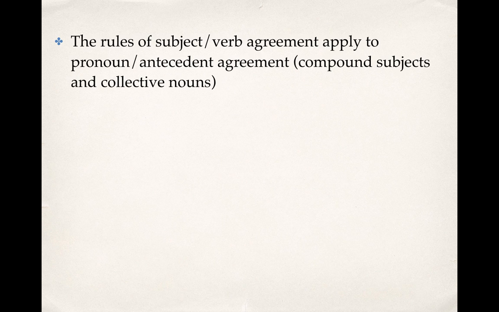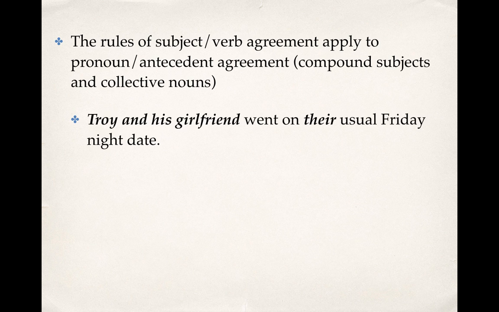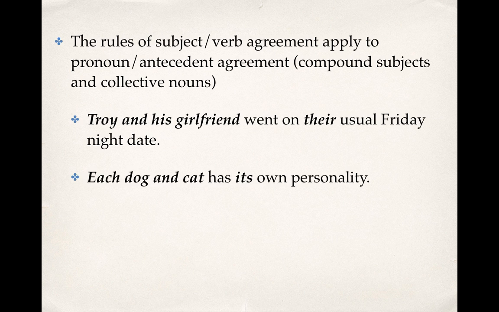Now, the rules that we just covered in subject-verb agreement, as far as compound subjects and collective nouns, apply to pronoun antecedent agreement. So I'm not going to spend a whole lot of time here. I'm going to give you a few examples of what I mean by the same rules applying. Here, Troy and his girlfriend, a compound subject, went on their usual Friday night date. So we have a plural pronoun there to refer back to this compound subject, Troy and his girlfriend.